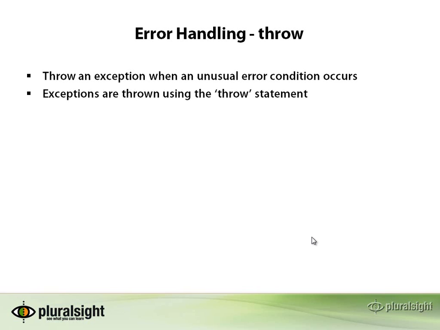Exceptions are thrown using the throw statement. When you use the throw statement, it can be given an exception object, which is then attached to that exception. When an exception is thrown, execution stops at that point and control is passed up the call stack until the exception is handled or until the top of the call stack is reached. If the exception is caught, then the exception object can be accessed.